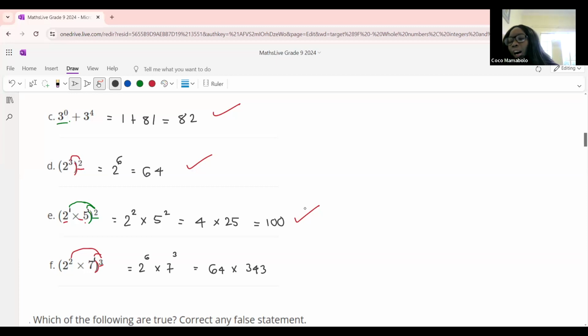It's going to be really hard for us to find an actual number for this without using a calculator. So in questions like these, they wouldn't expect you to find the final answer. They would ask you to just leave the answer in exponential form. So there'd be no need for us to do the 64 times 343 part. We can just leave it over here.